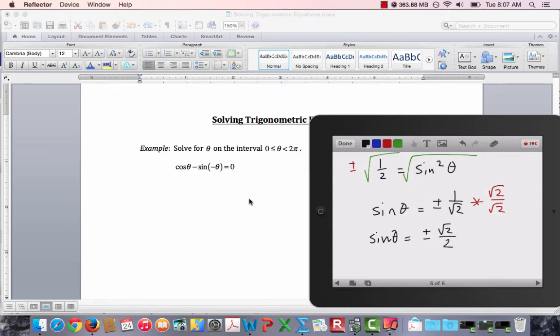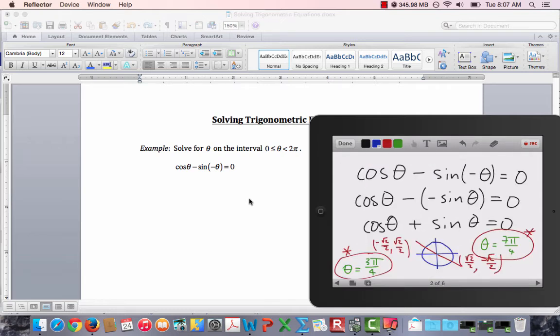So who are the angles whose sine is radical 2 over 2 positive or radical 2 over 2 negative? These are known angles. They are my pi over 4 guys. I have a positive radical 2 over 2 sine in the first and second quadrant. I have a negative radical 2 over 2 sine in the third and fourth quadrant. So what we end up with values for theta are pi over 4, 3 pi over 4, 5 pi over 4, and 7 pi over 4.